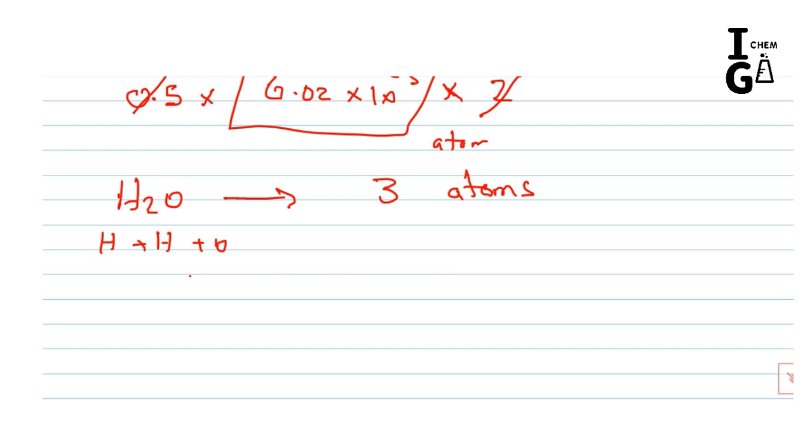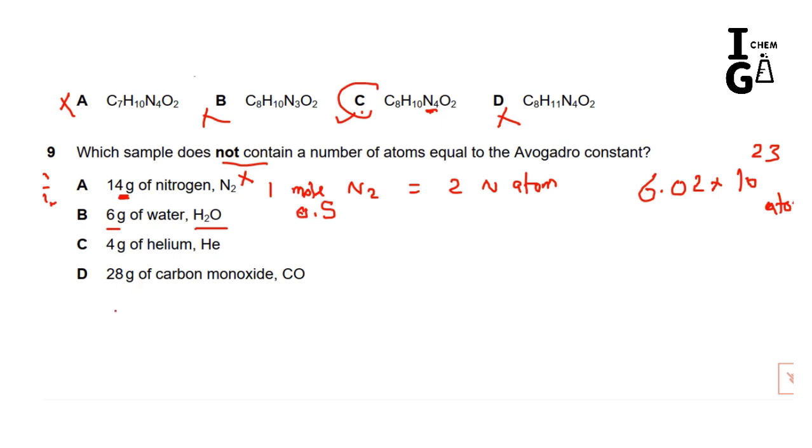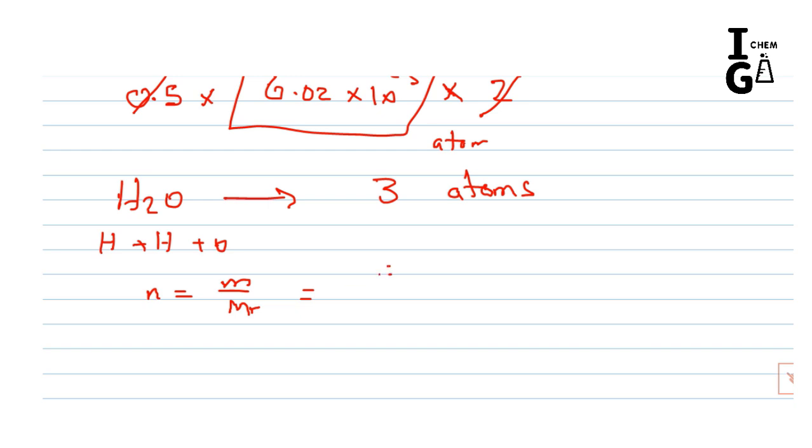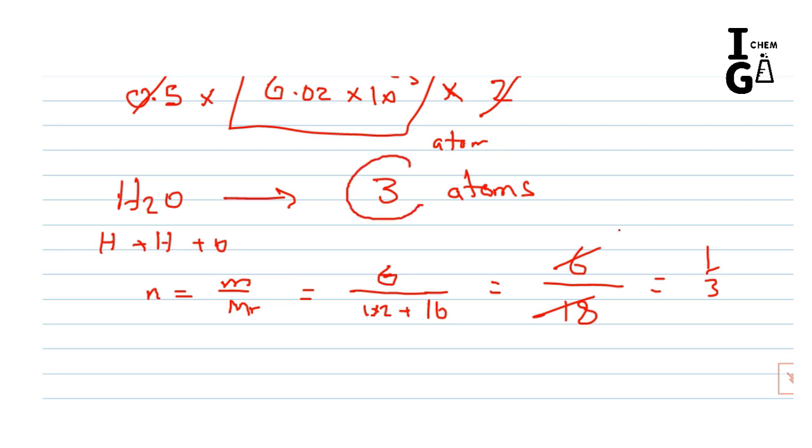For the number of moles, we need to use the same rule, n equals m over Mr. The mass given here is 6, so m is 6 over Mr of water. This is H 1 times 2 plus oxygen 16, so this is 6 over 18, which is 1 over 3. So now we have the number of atoms 3 and the number of moles 1 over 3, so we can work on it now.